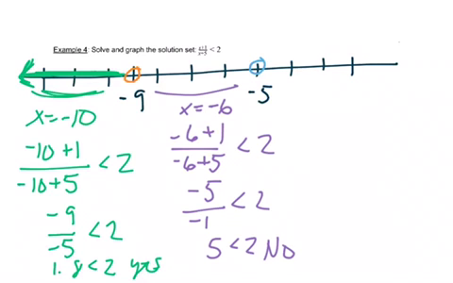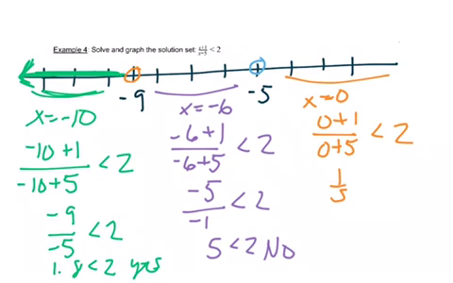Then finally, we'll choose something on this side. I like to use 0 whenever I can. So 0 plus 1 over 0 plus 5 would be 1/5. And 1/5 is less than 2, so we would shade this side. So now we just need to write that in interval notation.